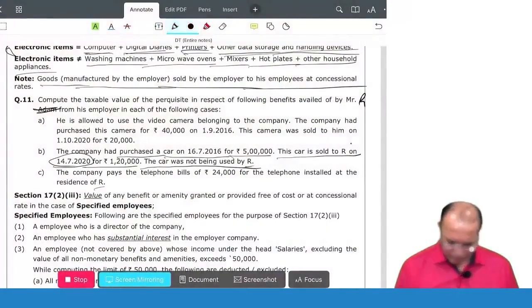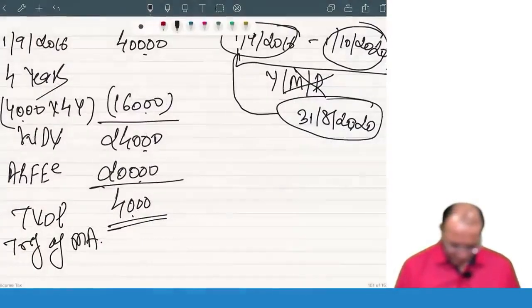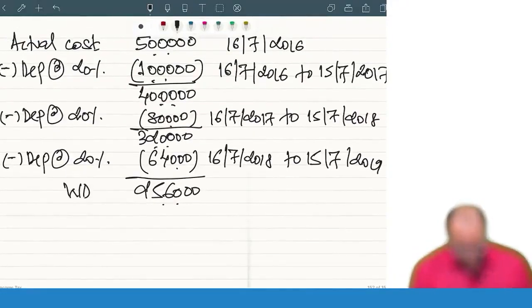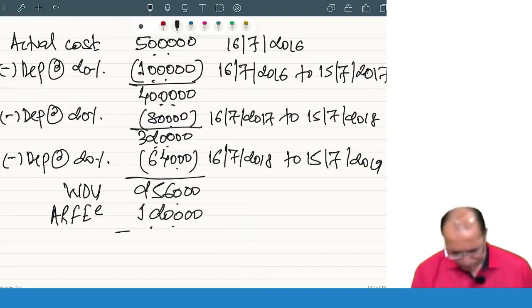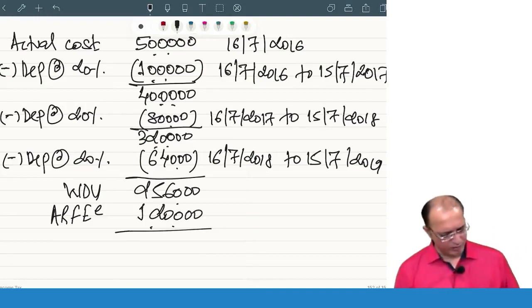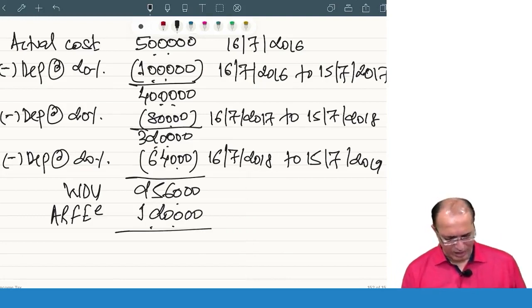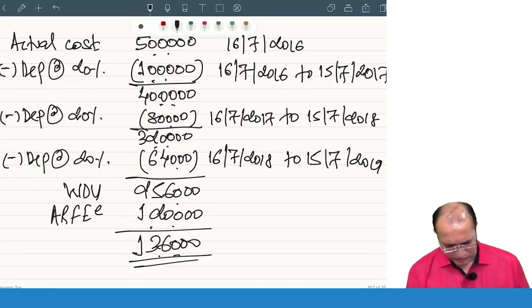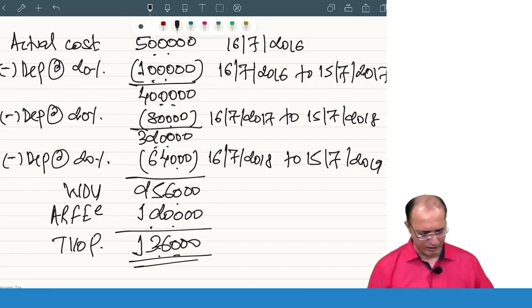This car is sold to the employee at what price? 1,20,000. So the car having a written down value is sold to the employee at 120. So the amount recovered from the employee is 1,20,000. So the car having a WDV of 2,56,000 is acquired by the employee at 120. What is the benefit received by the employee? 1,36,000. So this is the taxable value of the perquisite. Is that very, very clear?